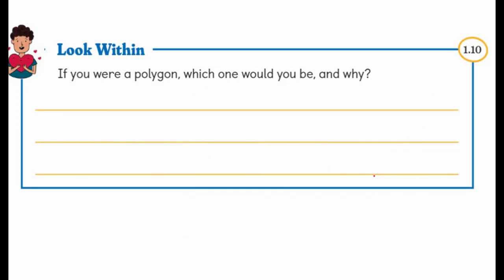Next, look within. Look at this activity, children, 1.10. If you were a polygon, which one would you be and why? You have to write your own answer. Which one will you select? A pentagon or a hexagon or an octagon or nonagon or decagon. Any one you can select. And you have to write why you want to be like that polygon.